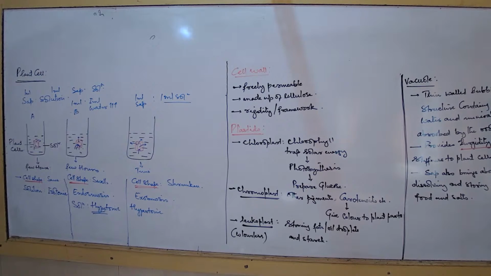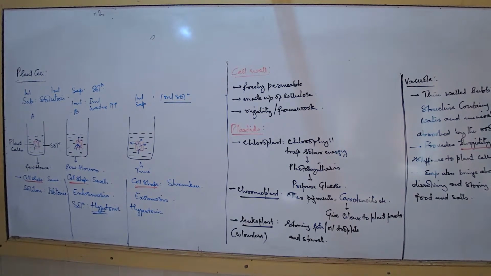Diffusion of water from the cell to the surrounding. That is exoosmosis, full stop. Write down the second difference. Under endoosmosis, under that column, second difference.